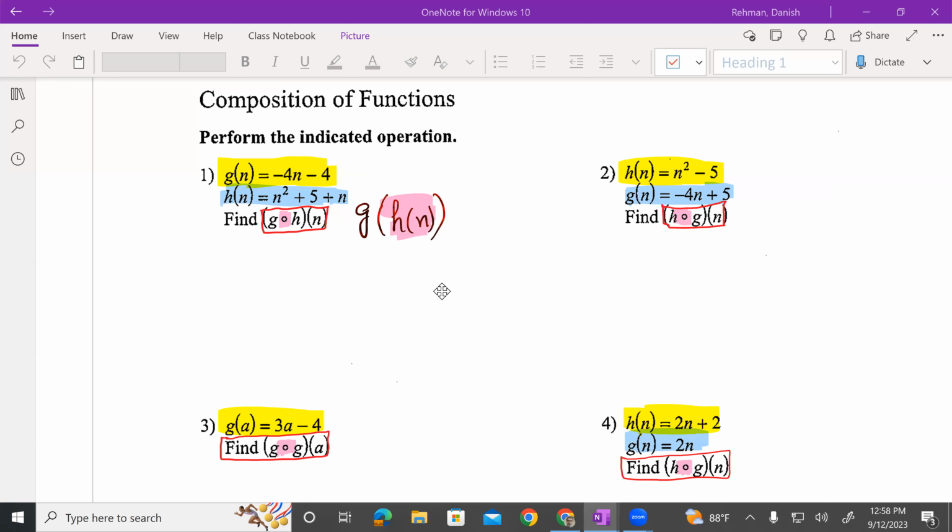So based on that, can you tell me for question number 2, how should I write it? G of h or h of g? Question number 2, what are the options again? G of h, h of g. H of g. And how will I write it? H, parentheses, g, parentheses, n, like that.